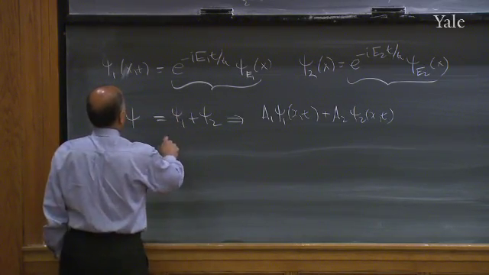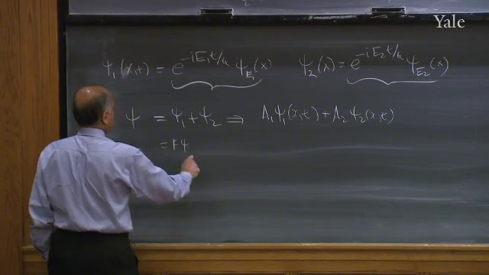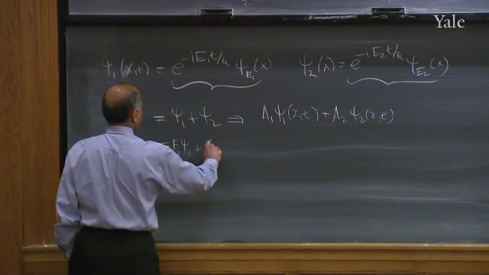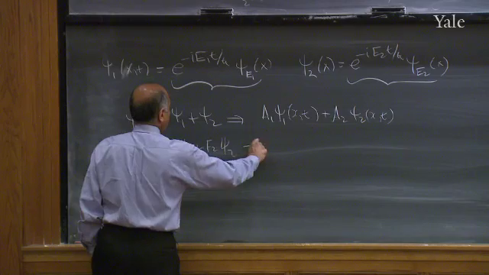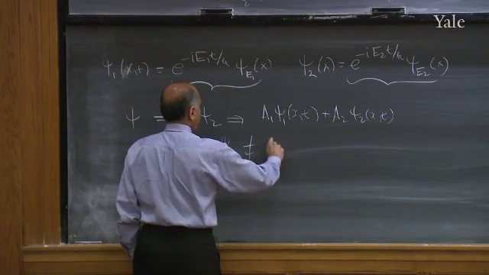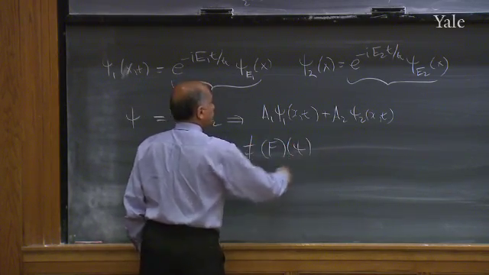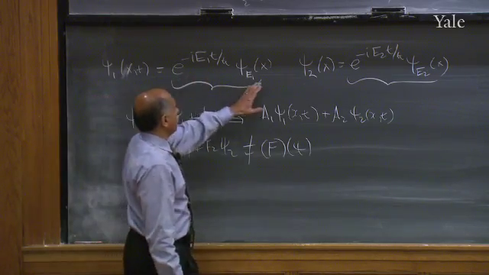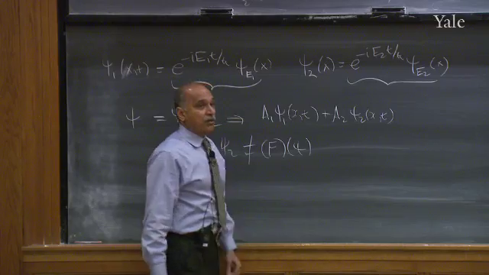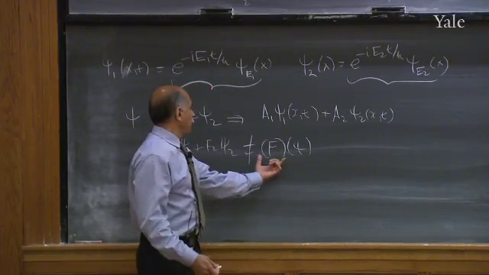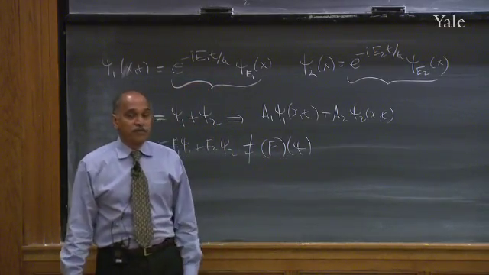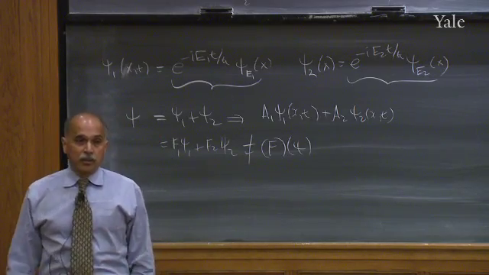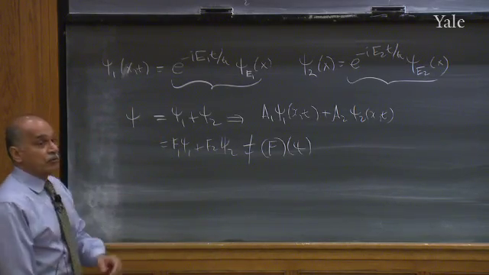Even though psi 1 is a product of some f1 and a psi, and psi 2 is a product of some f2 and psi 2, the sum is not a product of some f and some psi. You cannot write it as a product. You understand? That's a product, but the sum is not a product because you cannot pull out a common function of time from the two of them. They're different time dependence. But that is also a solution.